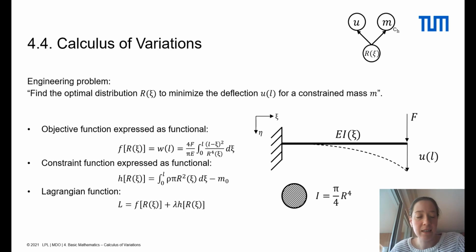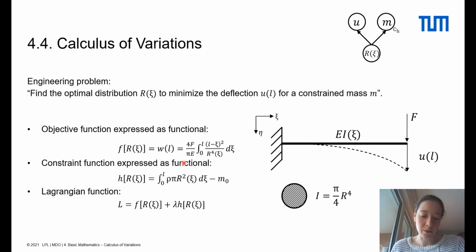Okay, the last task is on calculus of variations. We have again a little engineering problem. We want to find the optimal distribution R of xi, so the radius over this variable xi along this bar, to minimize the deflection U of L for a constraint mass M. So it's basically the same engineering problem as the example you heard in the lecture. Just now we have a circular cross-section and not a rectangular cross-section.